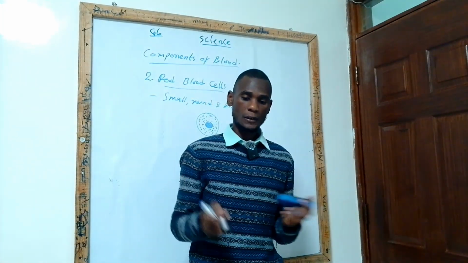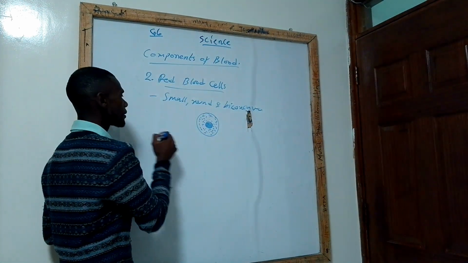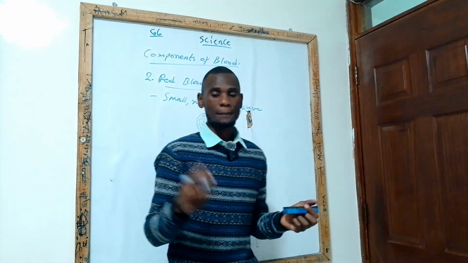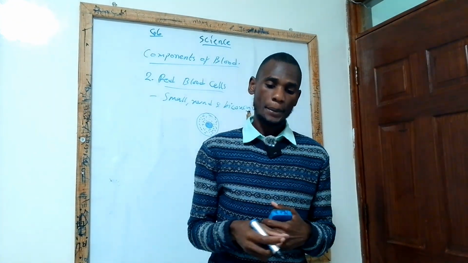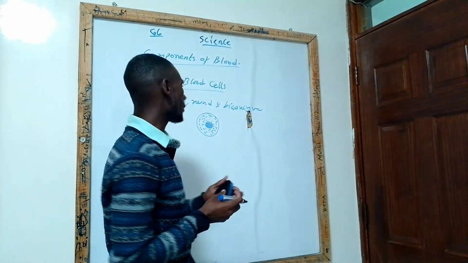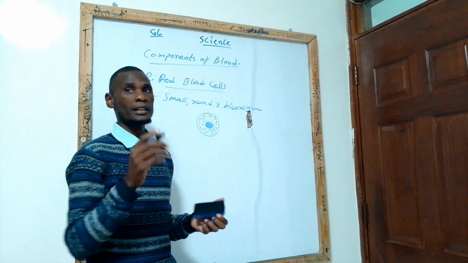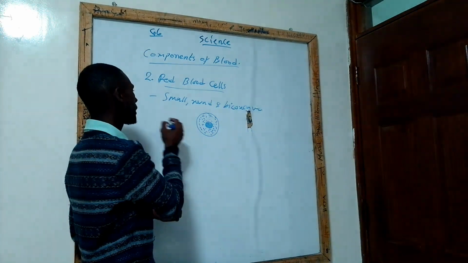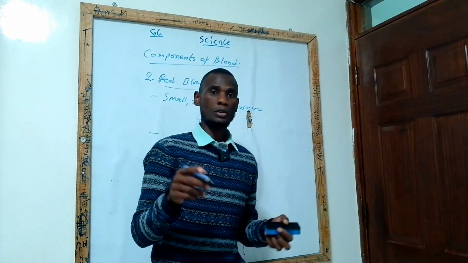So they are round. Now, these red blood cells are what give the blood its red color. So when you bleed, what you are seeing there is the hemoglobin. Hemoglobin is the red pigment that gives blood its red color. So that hemoglobin combines with red blood cells to transport oxygen.